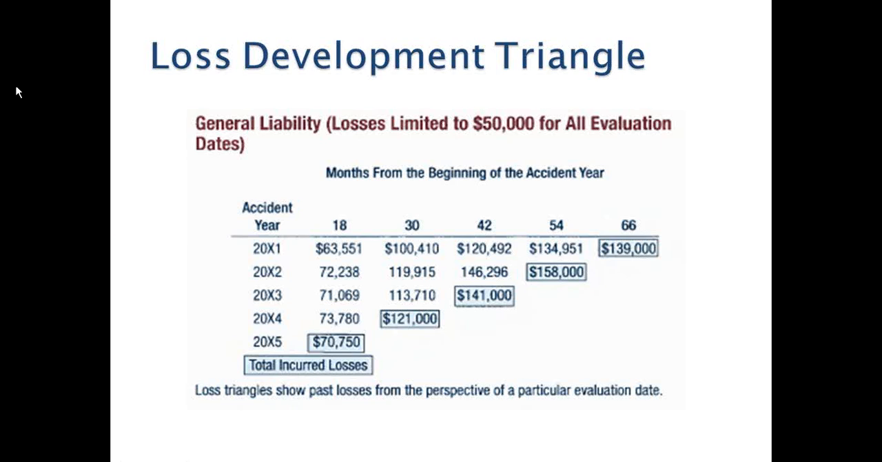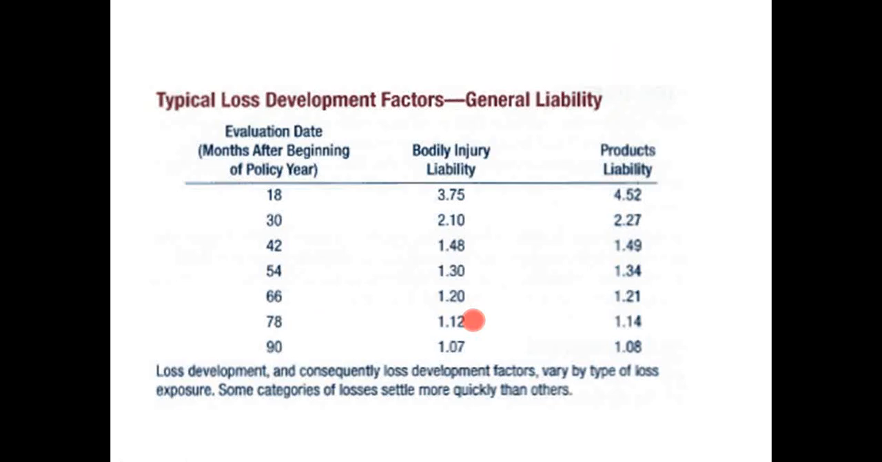Another question is, are these factors fixed? All bodily injury is 3.75. So when we say fixed, it changes every year. If we go back to the previous slide about loss development factors, 3.75 will be the case based upon our past experience.